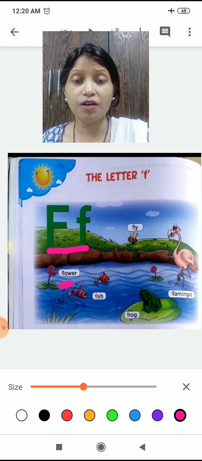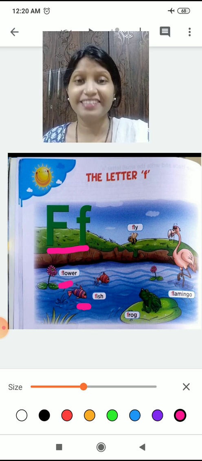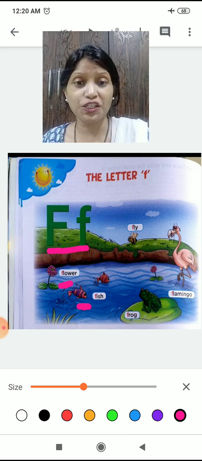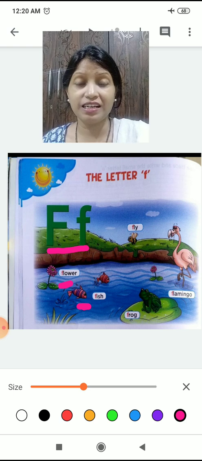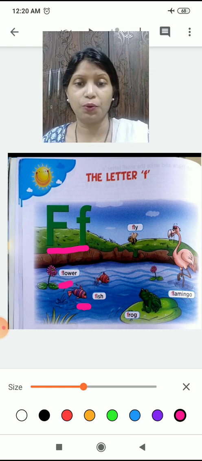What is it, children? It is a flower. F is for flower. What is it? Yes, it is a fish. So F is for fish. See, children, as I told you, F has the sound of F. Fish also has the sound of F. F is for fish.